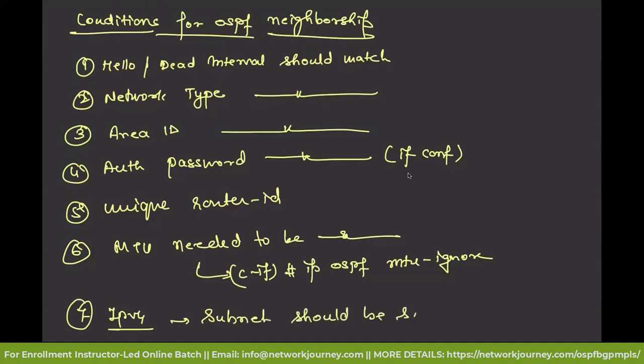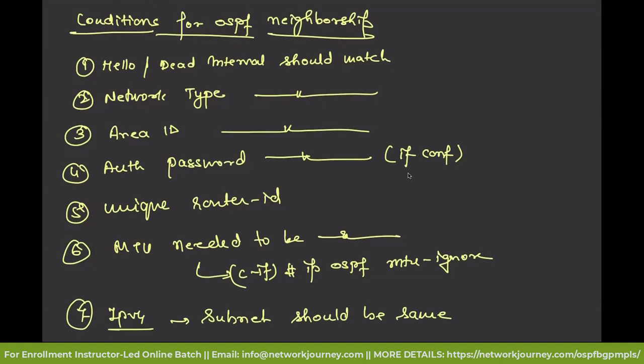Okay, that is not a thing for IPv6. For IPv6, your interface can be part of different subnets, because IPv6 forms the neighborship with link-local addresses. They're not going to form the neighborship with global unicast addresses. So these are some of the parameters which you need to have.